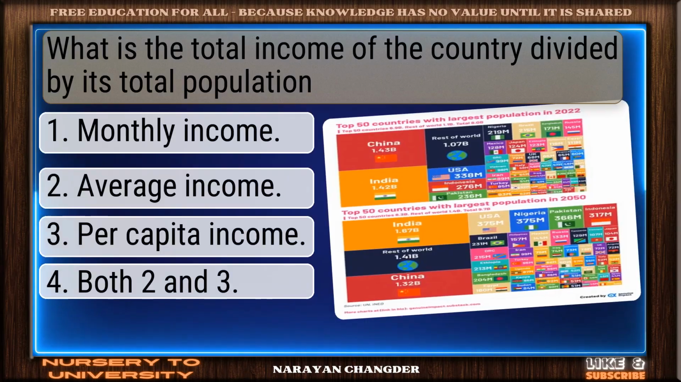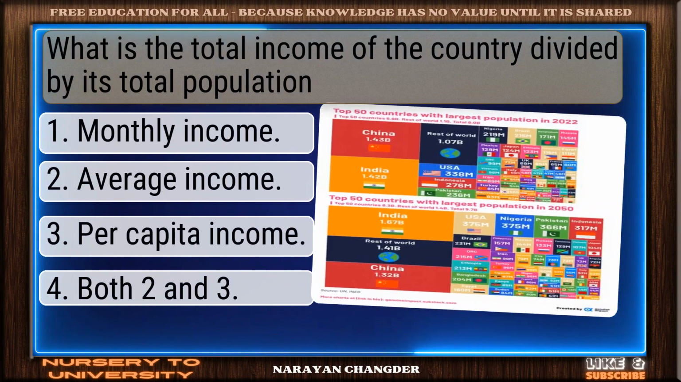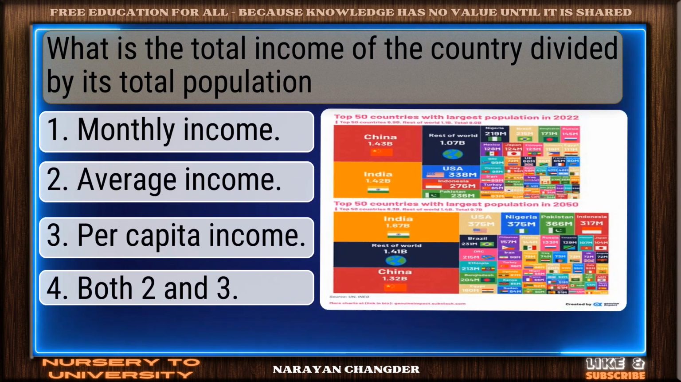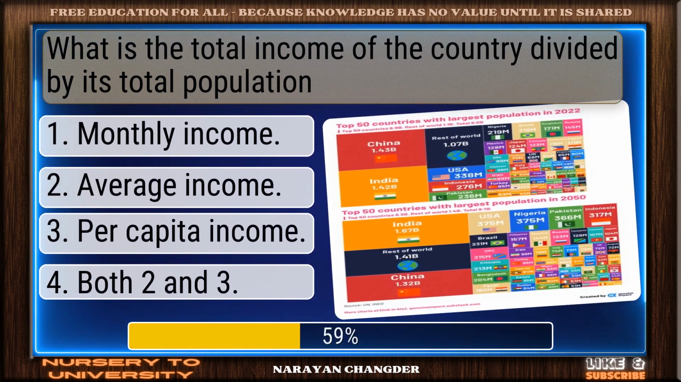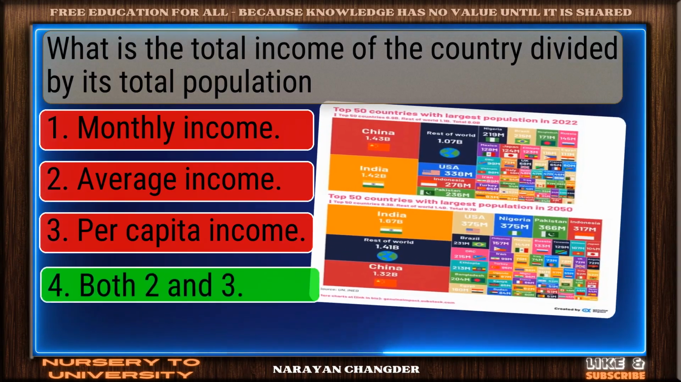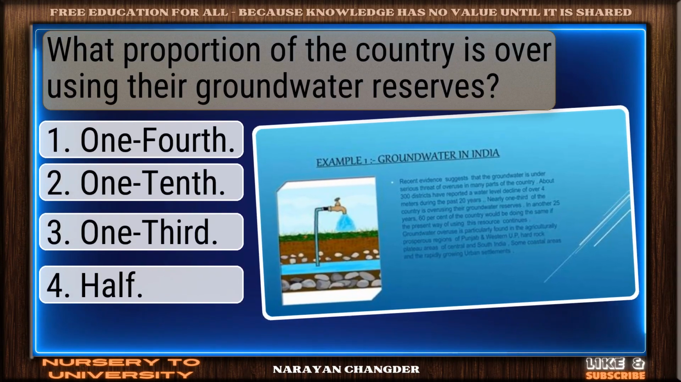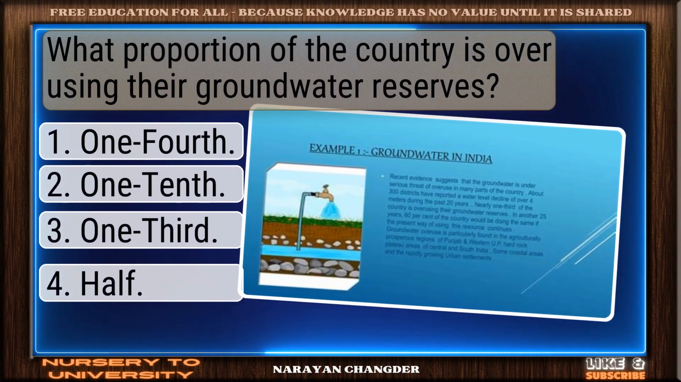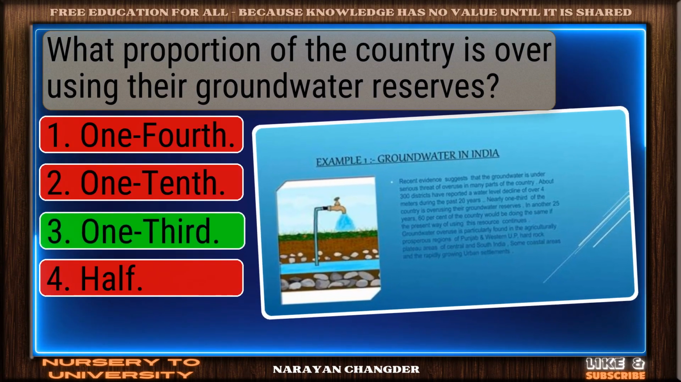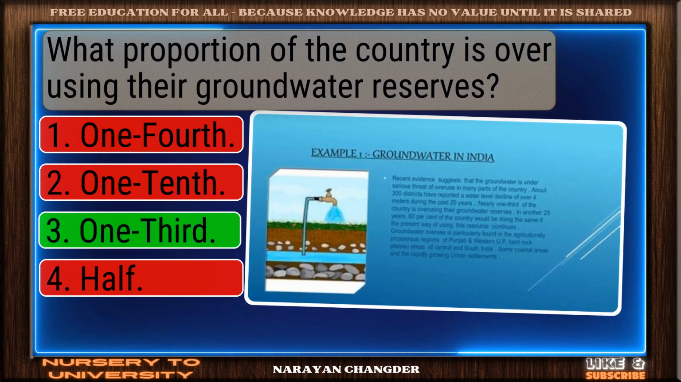What is the total income of the country divided by its total population. Exactly. Both 2 and 3 make sense. What proportion of the country is overusing their groundwater reserves? Perfect. 1/3 is the one.